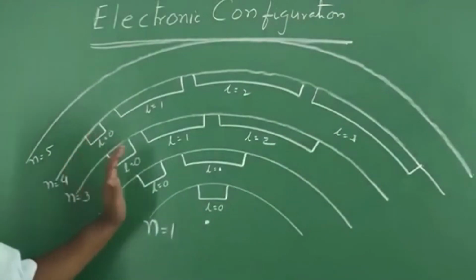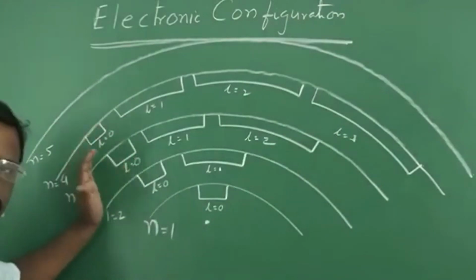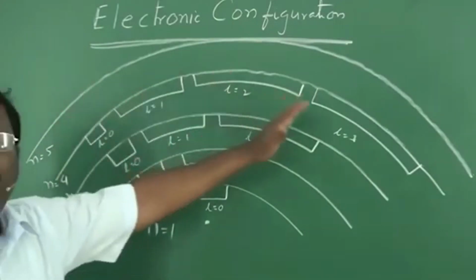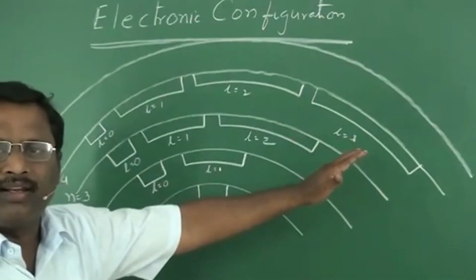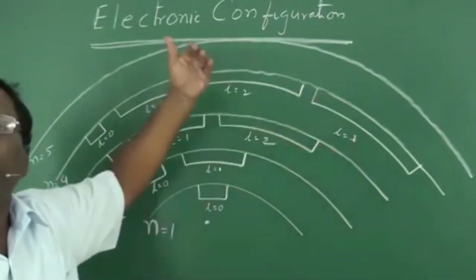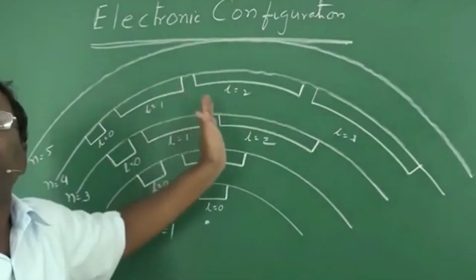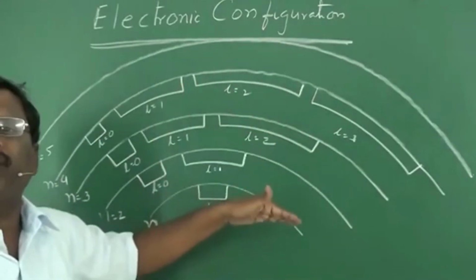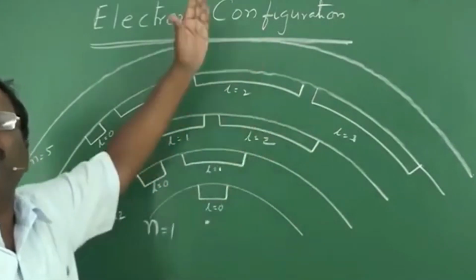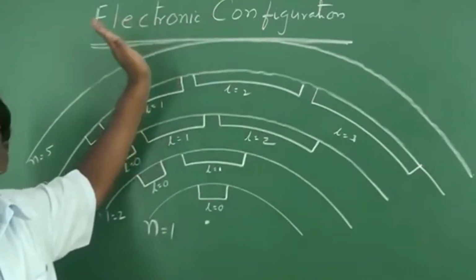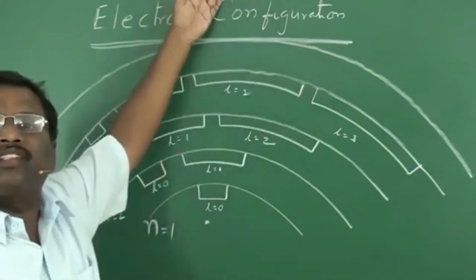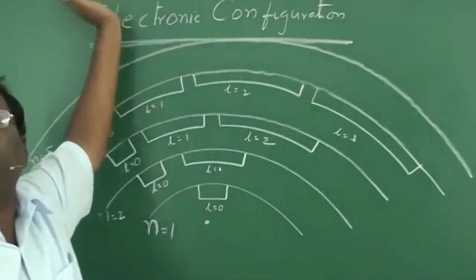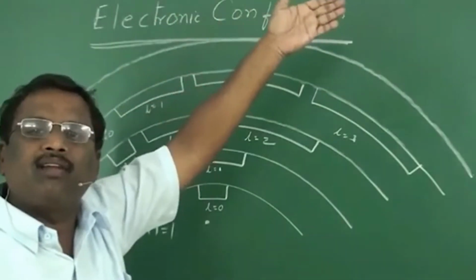That means the l values are from 0 to n minus 1. The minimum l value is 0. The maximum l value is n minus 1. So in the fourth energy level, l values are from 0 to 3. In the second energy level, l values are from 0 to 1. In the first energy level, l value is 0. In the fifth energy level, l values are from 0 to 4. In the sixth, 0 to 5. In the seventh, 0 to 6, and so on.